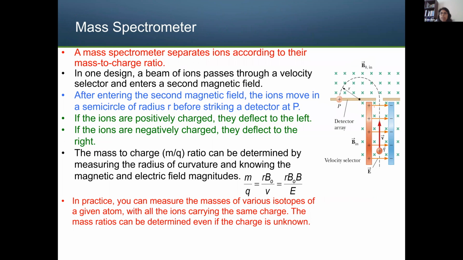Another example is the mass spectrometer, using the formula we discussed for the bending of the direction of an electron or proton because of the magnetic field, right? The mass spectrometer separates ions by mass-to-charge ratio. That means a positive ion may bend in one direction, a negative ion in the other direction. According to mass, your circular radius will also be different, right? That's what it's saying here.